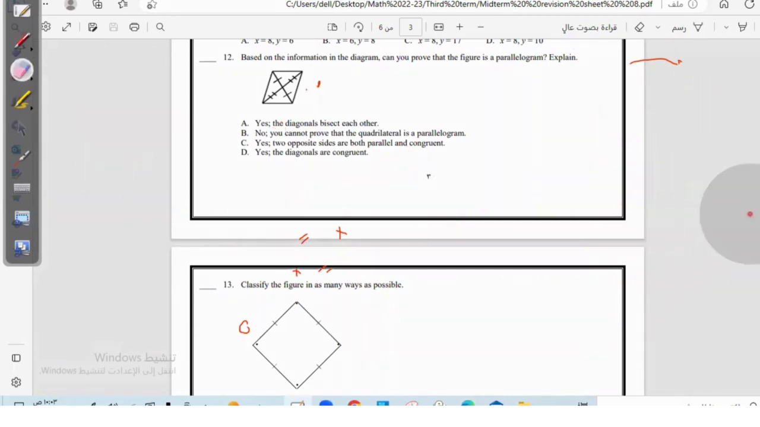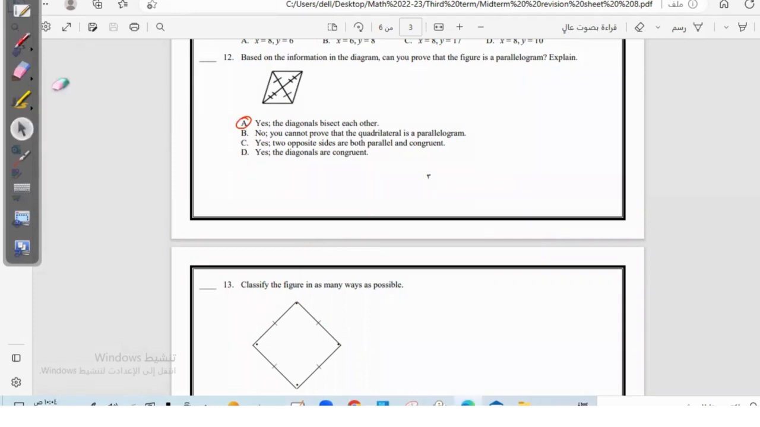Based on the information in the diagram, we can conclude that the figure is a parallelogram. The two diagonals bisect each other. So what will happen here? Yes, the sides are both parallel. So which one? Yes, the diagonals bisect each other, because it's a parallelogram. So in this case, we can say the two diagonals bisect each other.